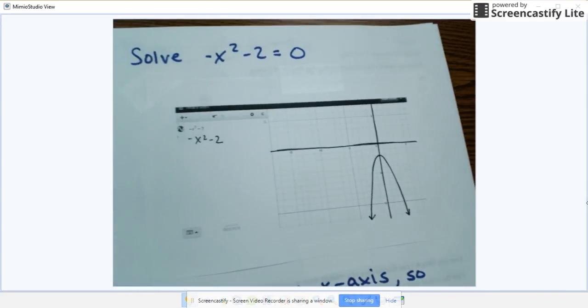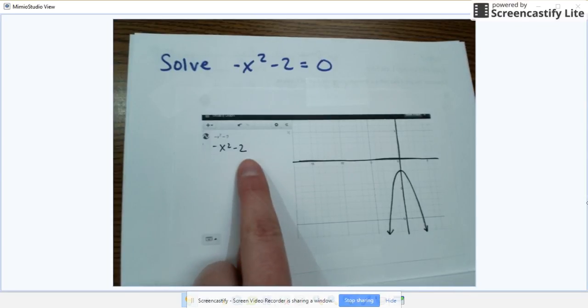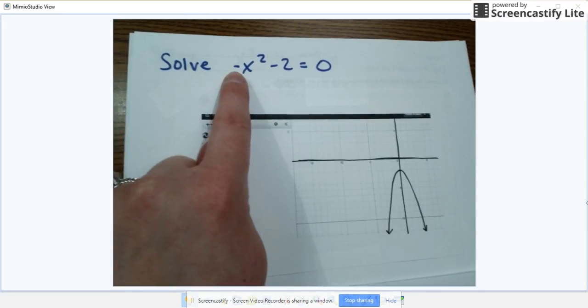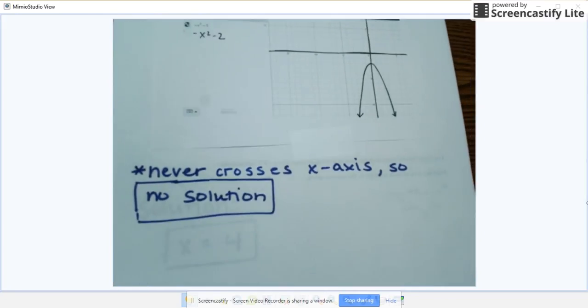Here's another one. I want you to solve negative x squared minus 2. Well, again, you can use Desmos. So you type in negative x squared minus 2, and it gives you a graph that looks like this. Our parabola is facing down because, remember, that's negative. So our parabola is facing down. Does it ever cross our x-axis? No. So we would have no solution because we don't have any x-intercepts.